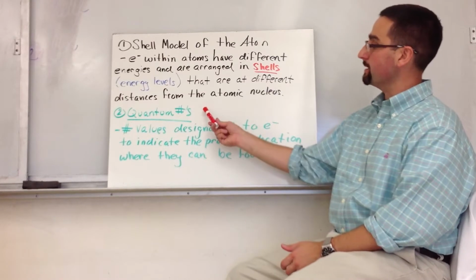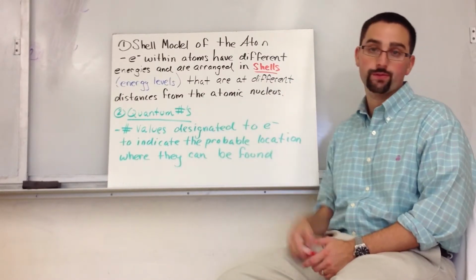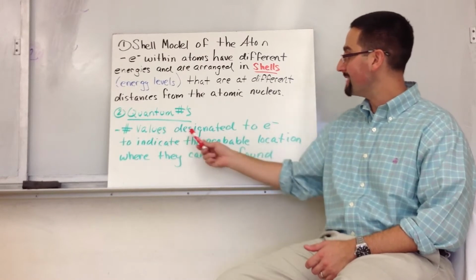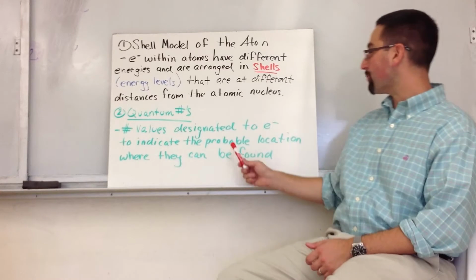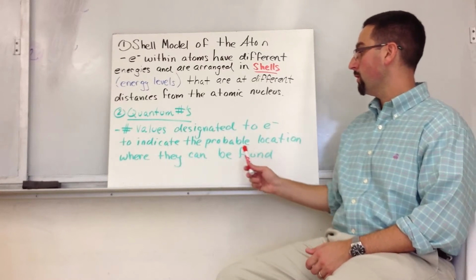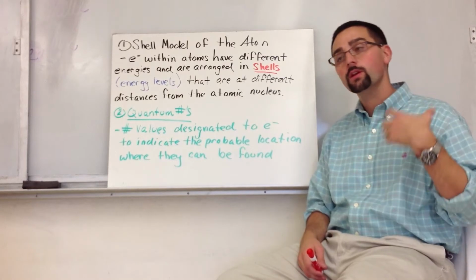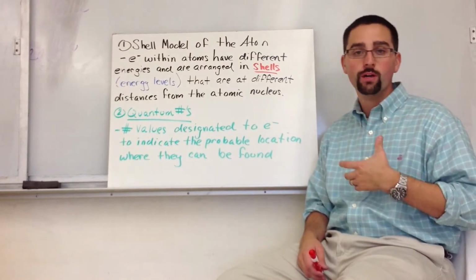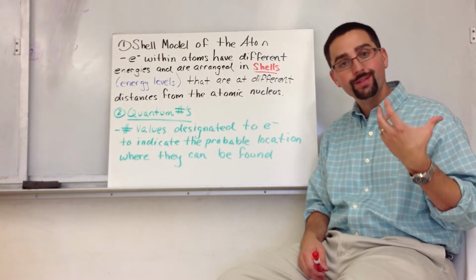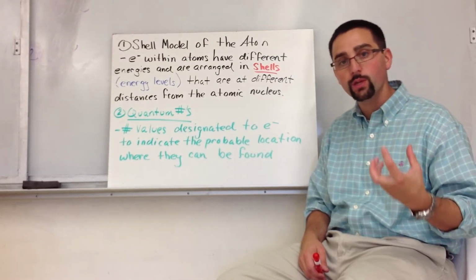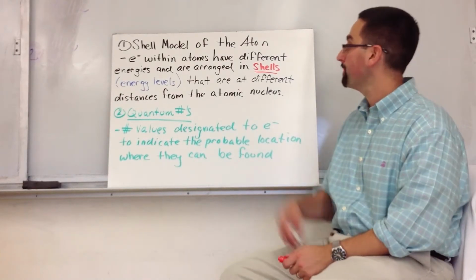And chemists designate the locations of electrons by numbers called quantum numbers, with values designated to electrons to indicate the probable location where they can be found. In other words, if you know the principal quantum number, the secondary quantum number, and so on of an electron, you can tell someone the probability where the electron could be found at any given time.